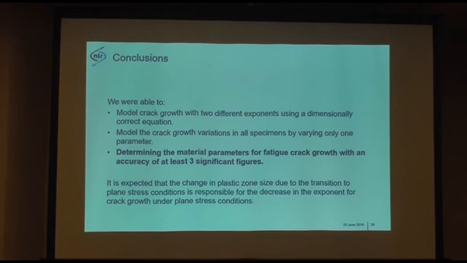So this was my conclusion. So the model, we could model the crack growth with two different exponents using a dimensionally correct equation. And we could model all the differences between the samples with only one change in one parameter. And it also allows us to determine the constants with a very high accuracy. And we think that the plastic zone size or change in plastic zone size or volume is responsible for that. So that was it. Thank you very much.